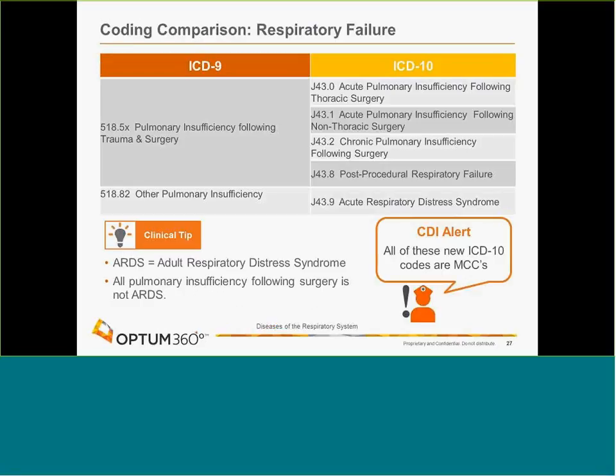Some codes. In ICD-9, we had pulmonary insufficiency following surgery and trauma. In ICD-10, we got acute pulmonary insufficiency following surgery, or acute pulmonary insufficiency following non-thoracic surgery. And we have this, chronic pulmonary insufficiency following surgery. And this would be for someone who can't come off the vent or continues to have severe respiratory problems, maybe needing high-flow oxygen, BiPAP for several weeks, or at least a couple of weeks post-op.